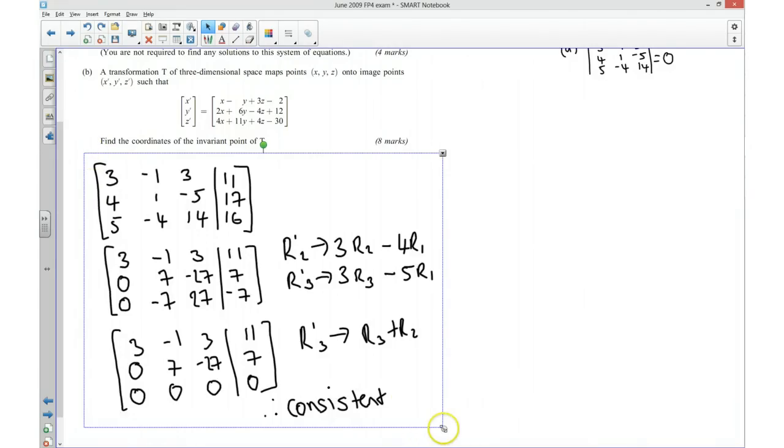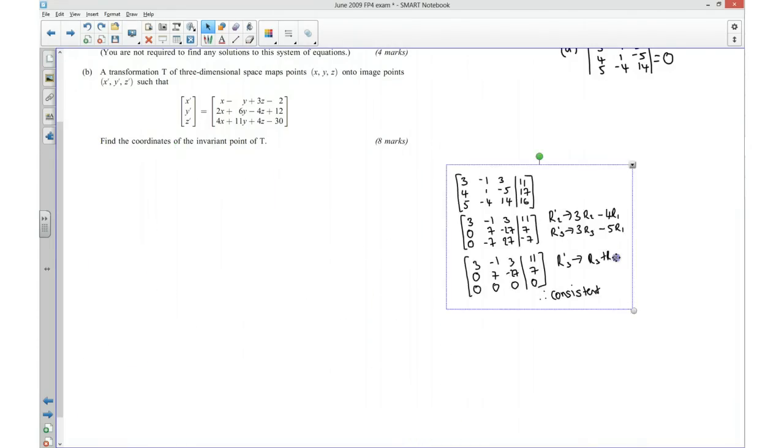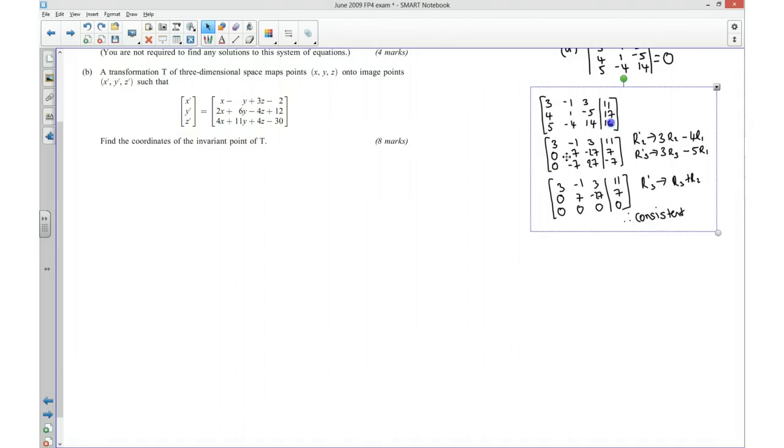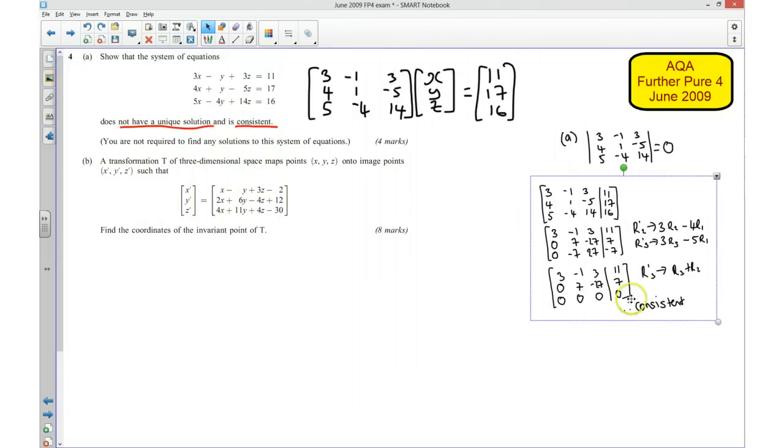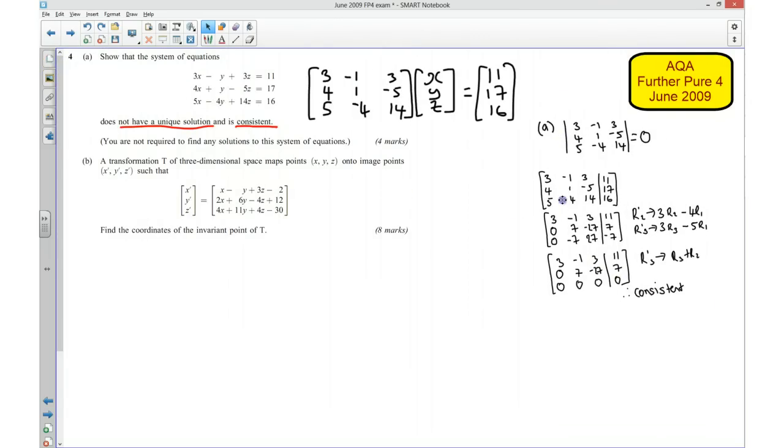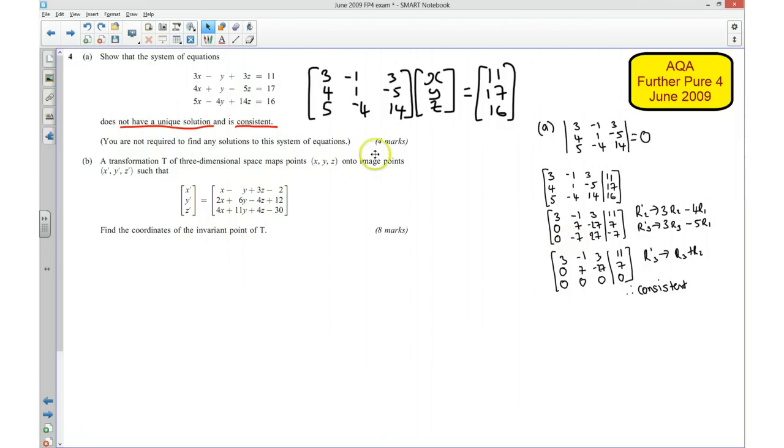Another way that I could have done this, if I just move this over here, so it's with part A over there. Another way that I could have approached this, for the second part, is I could have spotted that if I did 3 times that equation and took away that equation, that would give me exactly this equation here.